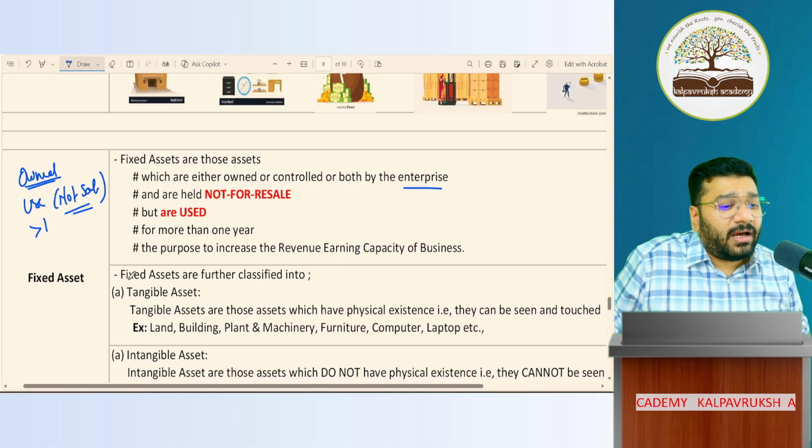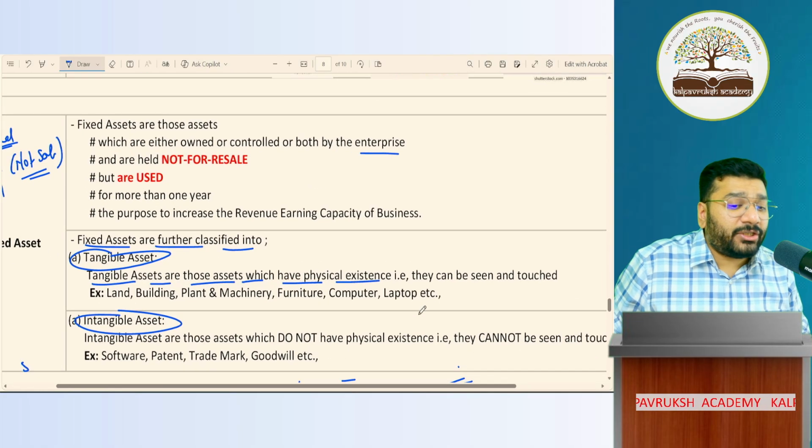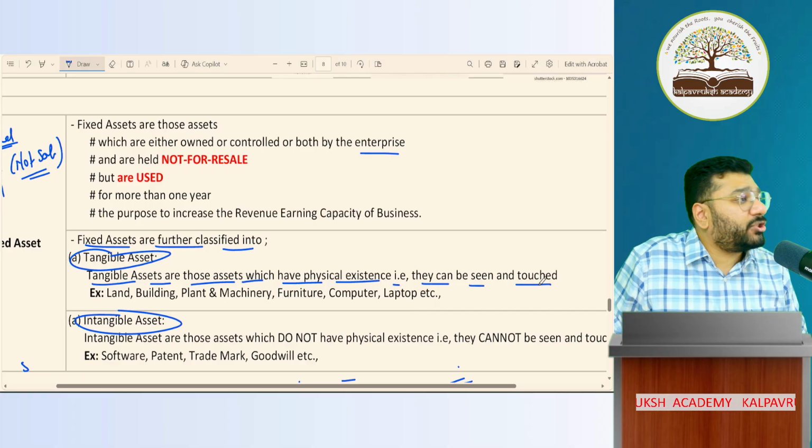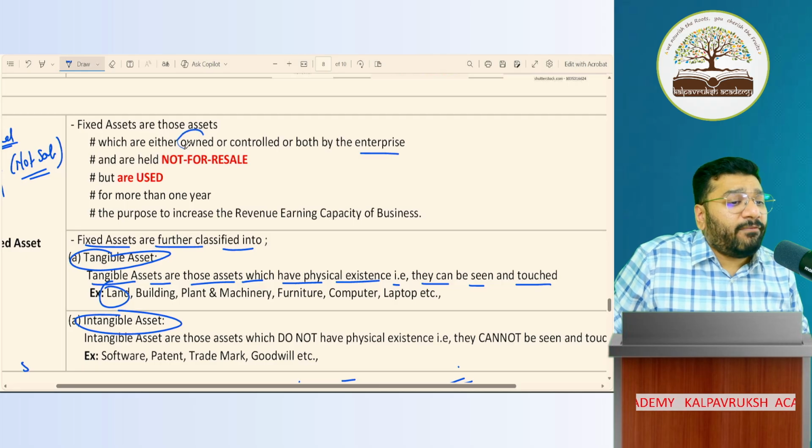Fixed assets are further classified into tangible and intangible. Tangible assets are those assets which have physical existence, which you can physically touch. That is, they can be seen and touched, such as land. If I buy land, can I say I've owned it?